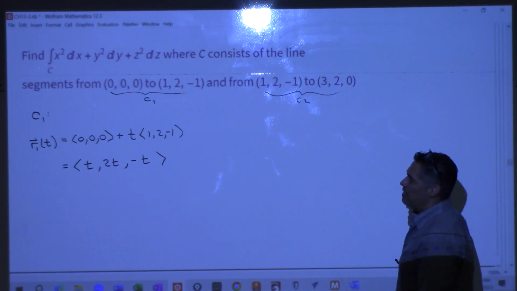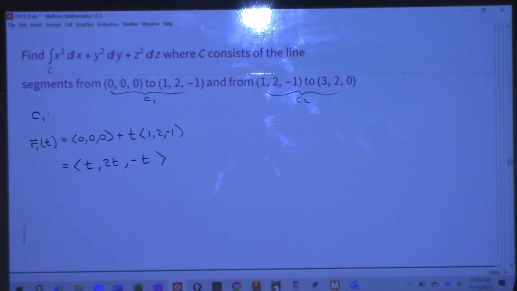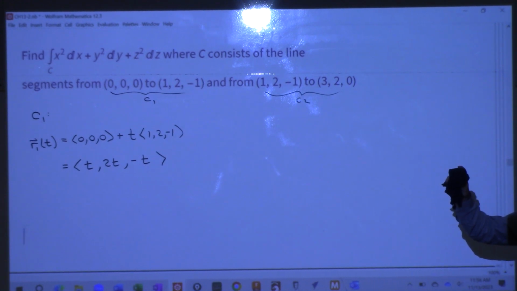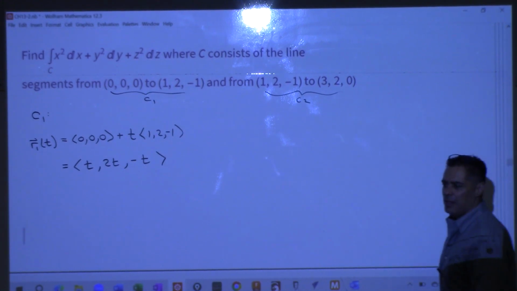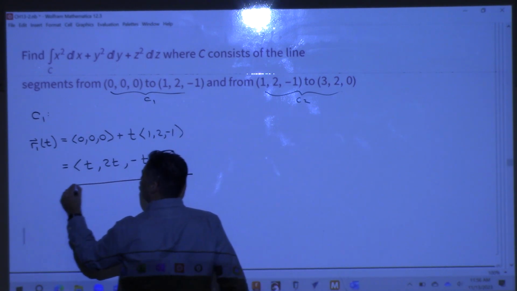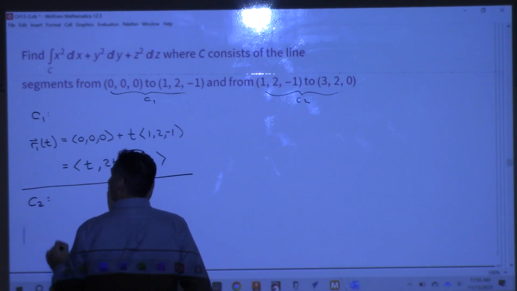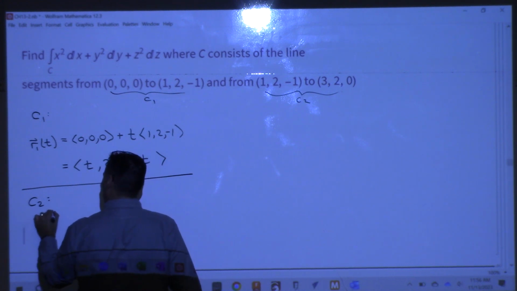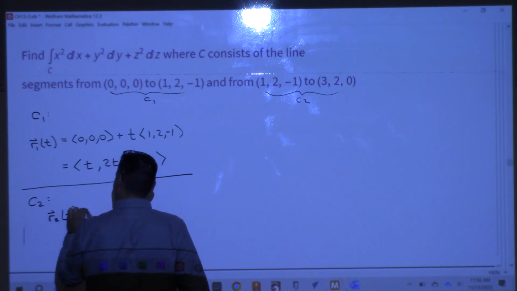Do you remember there was a day in here when I gave you 2 points in 3-dimensional space and asked you for the vector between them? And that's just like this trivial little thing now, right? Okay, now let's get C2. We'll call that R2 of t. This is a little different.